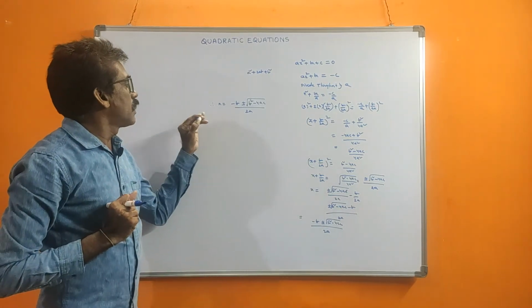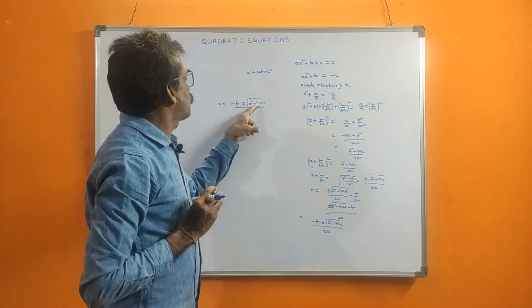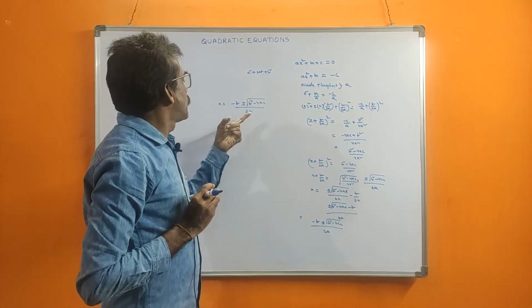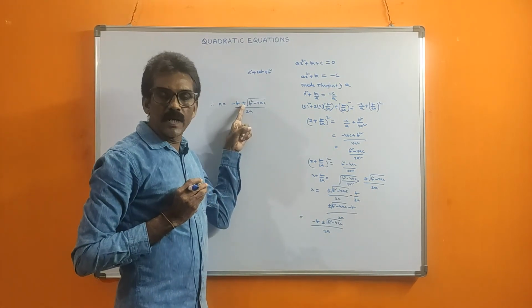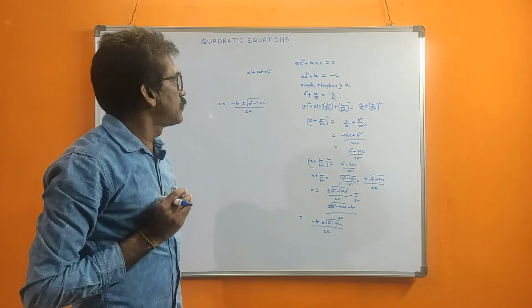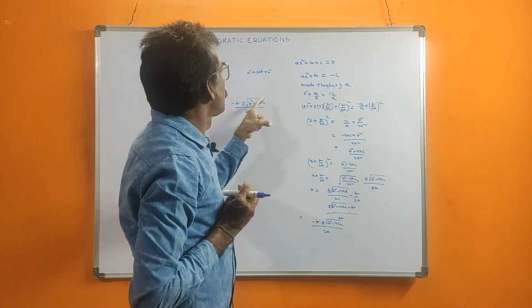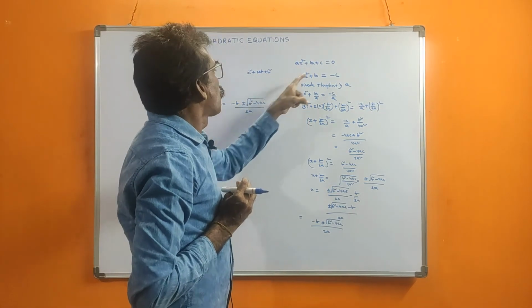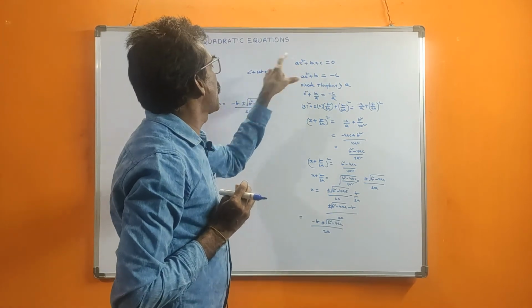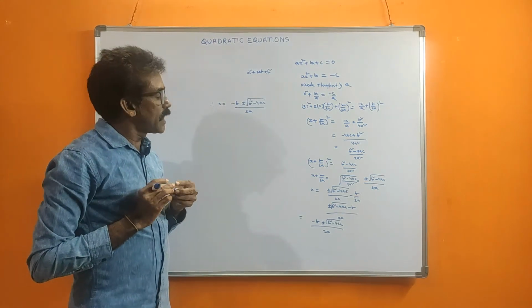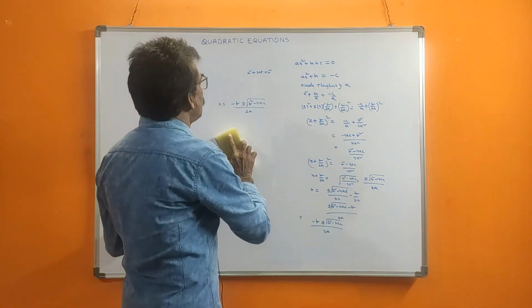By using this formula directly we will get the x values. Two values come like this: one time take plus root of b square minus 4ac by 2a, next time take minus root of b square minus 4ac by 2a. One time plus, one time minus, so we get two values. Take the coefficient of x square as a, the coefficient of x as b, and the constant as c. Substituting the a, b, c values we will get the x value. So this is the direct formula. Like this also we can solve for the roots of a quadratic equation.